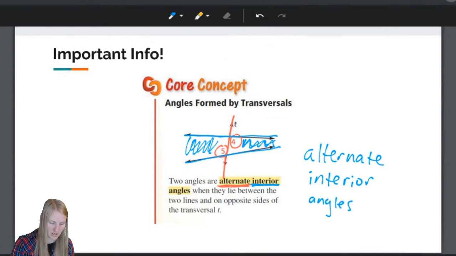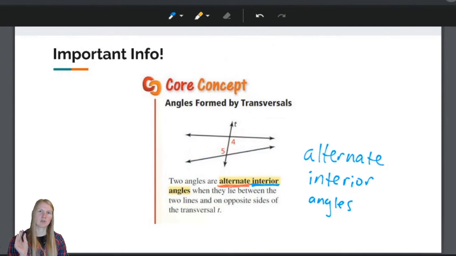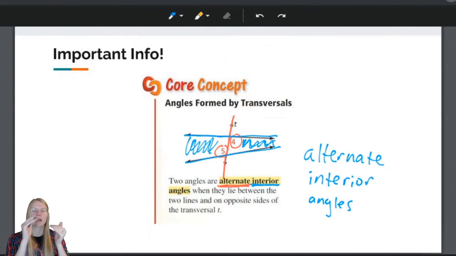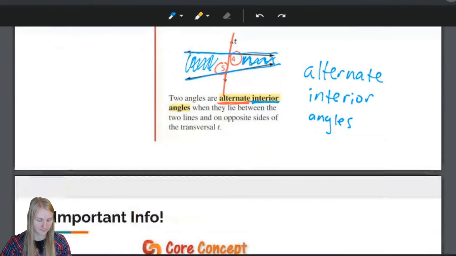So make sure that this picture is in your notes. Two lines cut by a transversal, alternate interior angles. And I'm going to bring back our beautiful annotations as well. Okay, third type of angle.